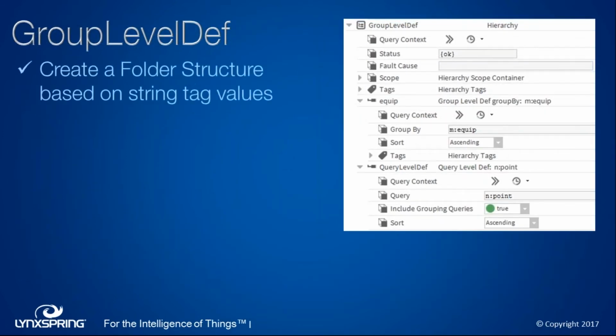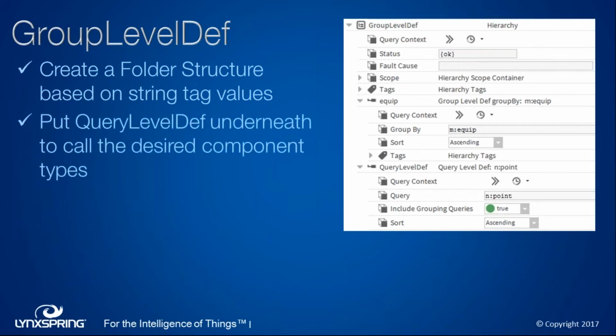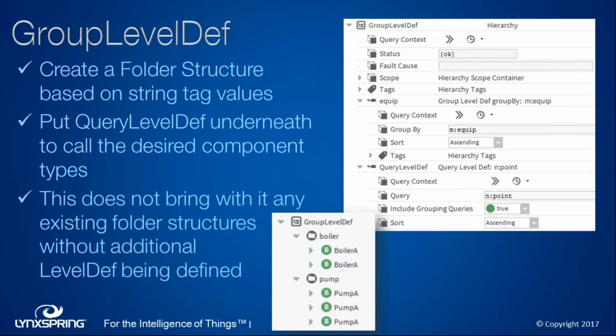Our group level def is going to actually go above our query level def, and what this does is it creates a folder structure based on string tag values. So I can tag something. My custom dictionary, I use M, so I tag things as equip, and that will actually create a folder structure based on what the string value I typed into that equip tag was. In order to get any points under those folders, we then are going to need our query level def so that we can get our desired component types.